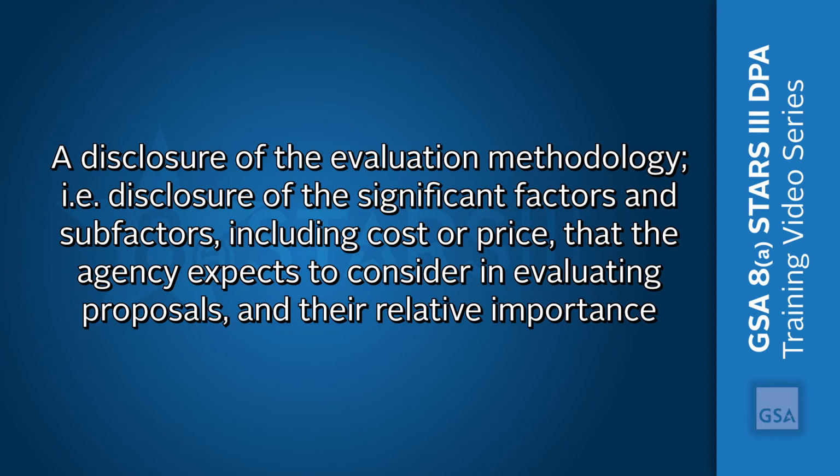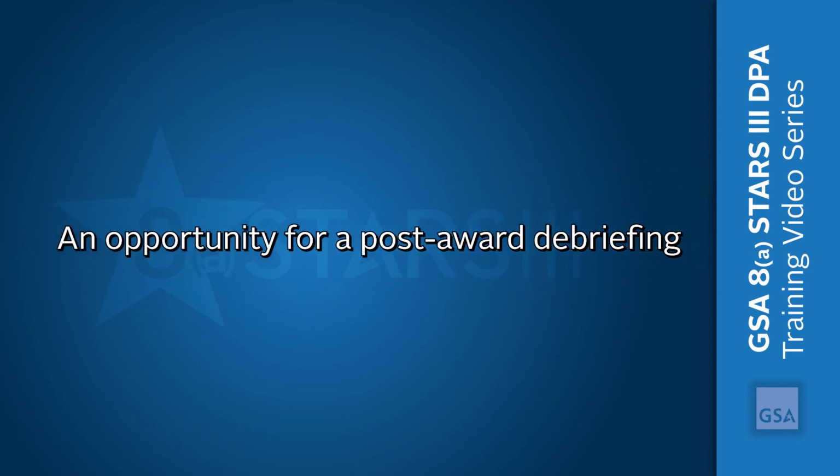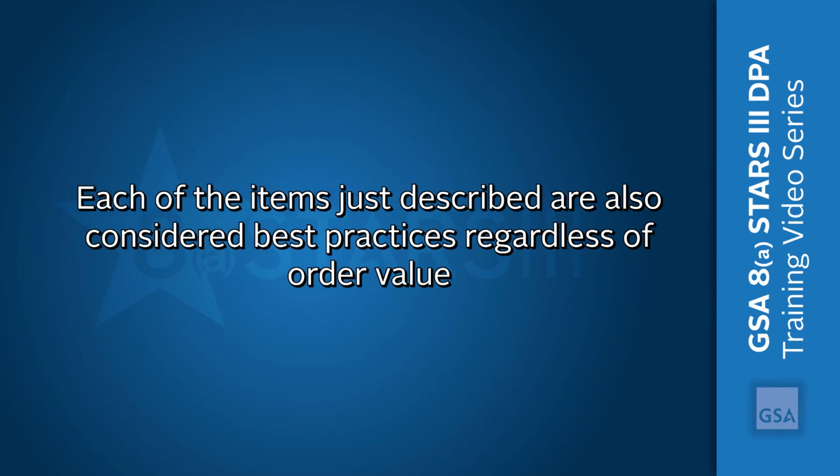This must include the significant factors and subfactors, including cost or price, that the agency expects to use in evaluating proposals. It should also outline the relative importance of all items. If award is intended on the basis of best value, you must provide a description of the basis for award and the relative importance of non-price and price or cost factors. An opportunity for a post-award debriefing. Each of the items just described are also considered best practices regardless of order value.